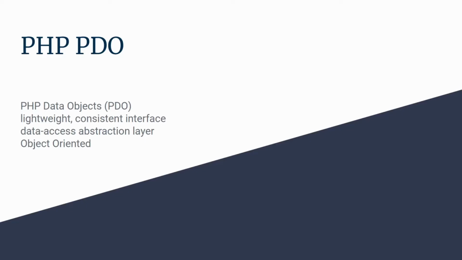Actually, what is PDO? PDO stands for PHP Data Object. I am going to explain what PDO is. PDO is a lightweight, consistent interface for accessing databases in PHP. It is a data access abstraction layer. That means regardless of which database you are using, you can use the same functions by using PDO. And this is based on object-oriented programming. By using PDO, we can easily use object-oriented programming in our PHP.